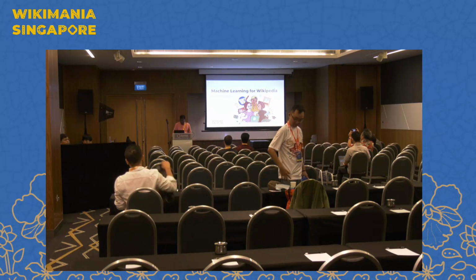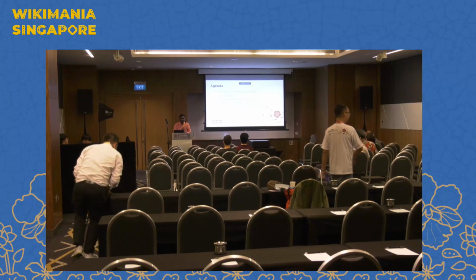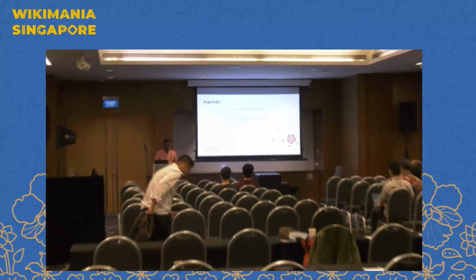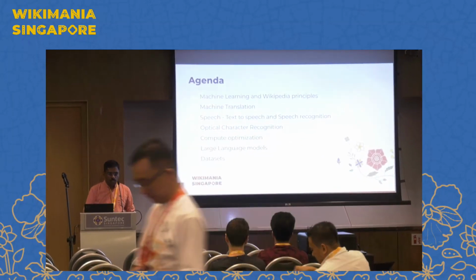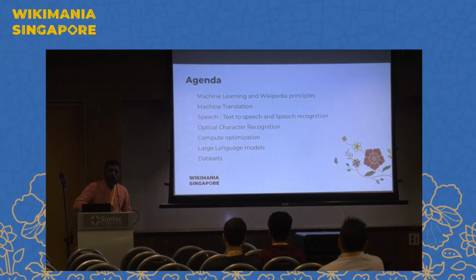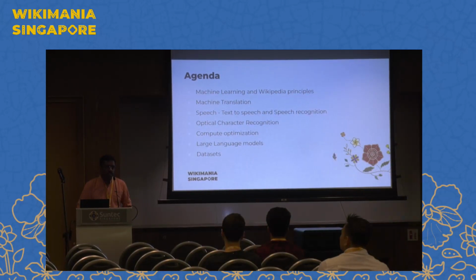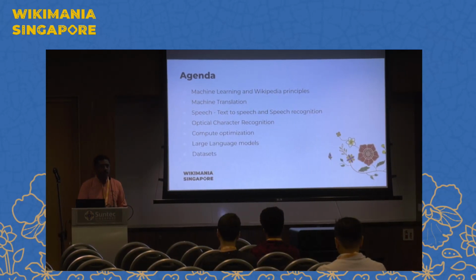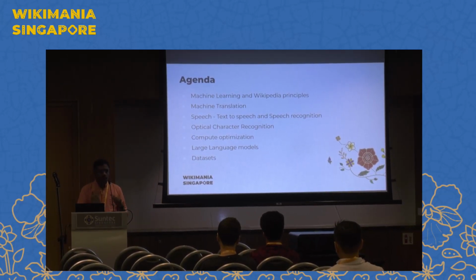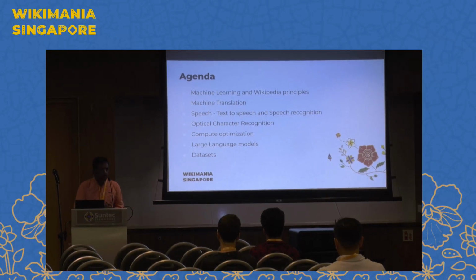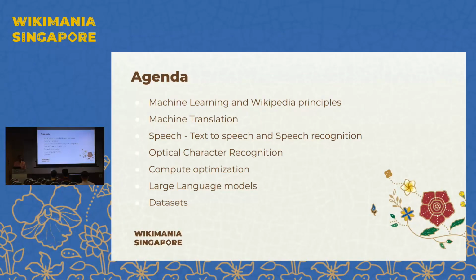So I will start by stating my agenda. I'll first go through some of the guiding principles that you need to be aware of when you are working with machine learning related projects in Wikimedia. Second, I will go through a list of projects that we are currently using and that you can use for your personal purposes, just for fun, or for various other purposes. I'll talk about machine translation, text to speech, speech to text, optical character recognition, and compute optimization so that you can try it in inexpensive systems like your laptops.